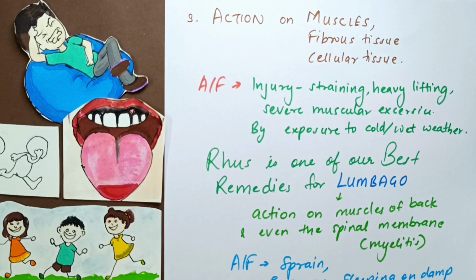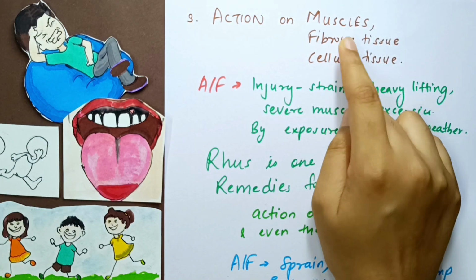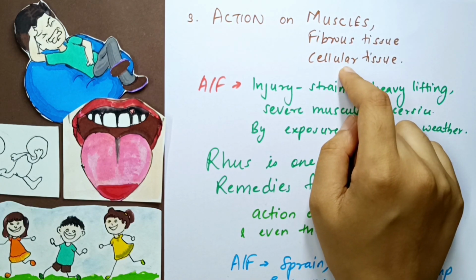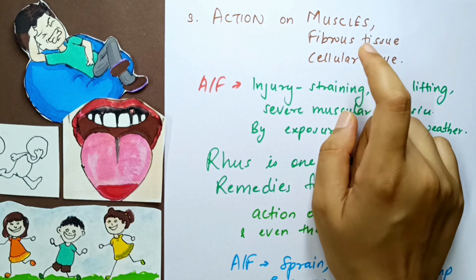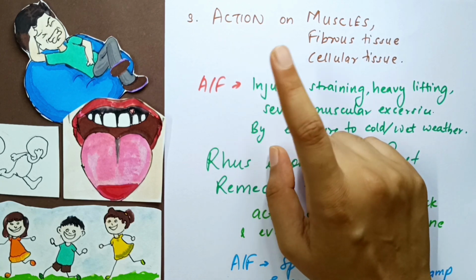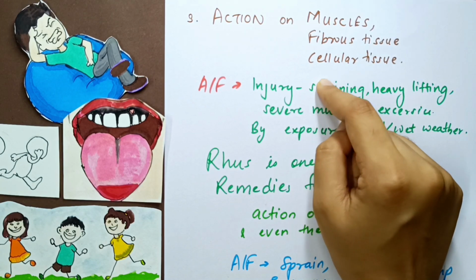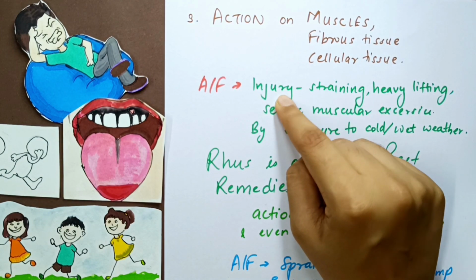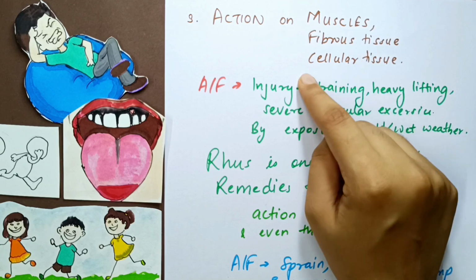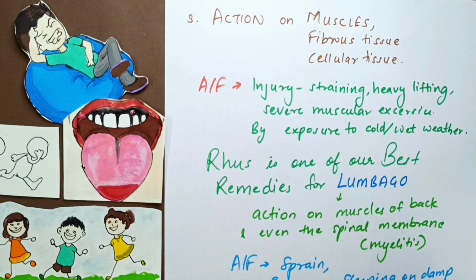So next we talk about the action of Rhus Tox on muscles, on fibrous tissue, on cellular tissue. So what are the ailments from? What leads to problems in muscles or fibrous tissue or cellular tissue? So injury, basically straining. Whenever your muscles get strained, you have to think of Rhus. Rhus Tox is a very important remedy for strained muscles, whenever the cause is straining.